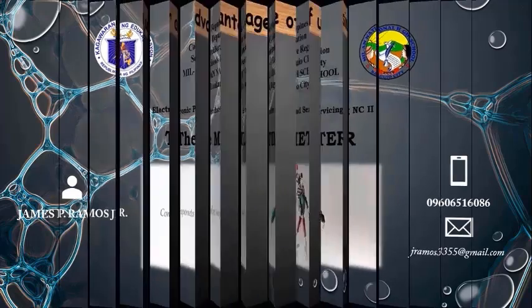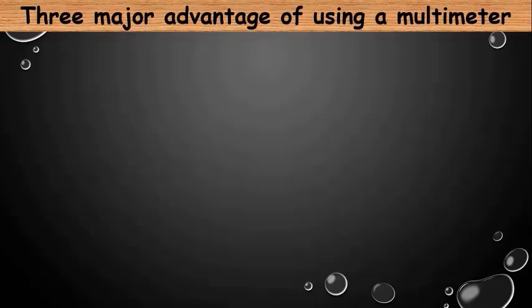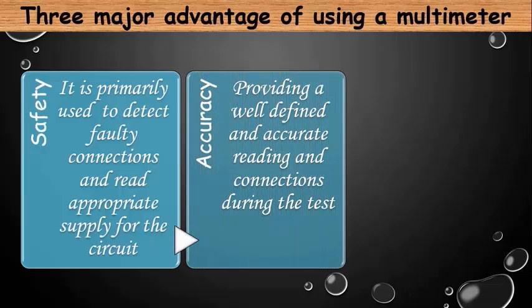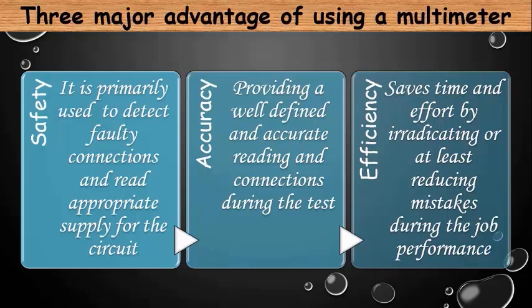There are three major advantages of using a multimeter. Particularly when we are talking about safety, we can use multimeters to detect short circuits and inappropriate power supply values. For accuracy, multimeters can provide you accurate measurements and wire connections during the tests. Multimeters also improve work efficiency when testing is implemented properly. It saves time and effort by eradicating mistakes during the performance of the job.